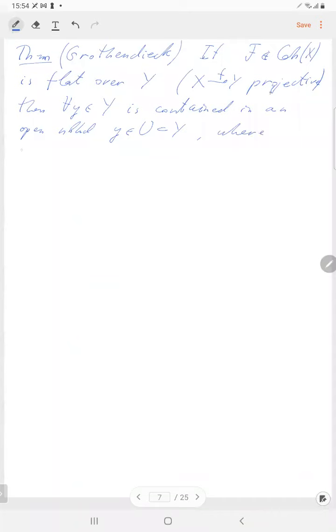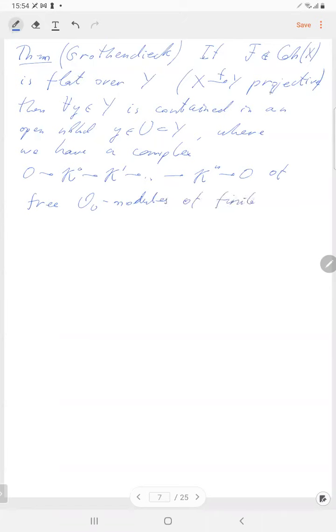where we have a complex K^0, K^1, and so on, K^n, to 0 of three O_U modules of finite rank, computing the full direct image of F tensor the pullback of any module M on U.